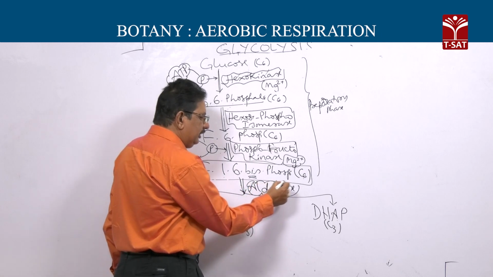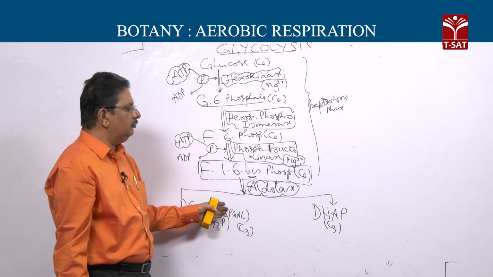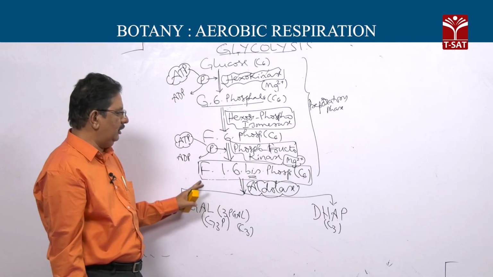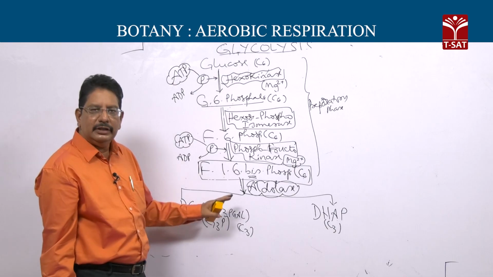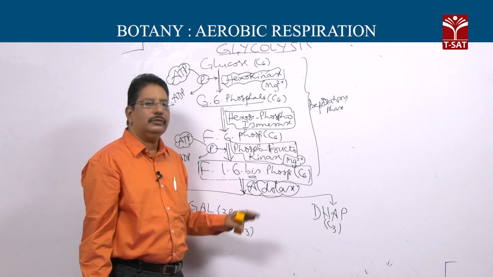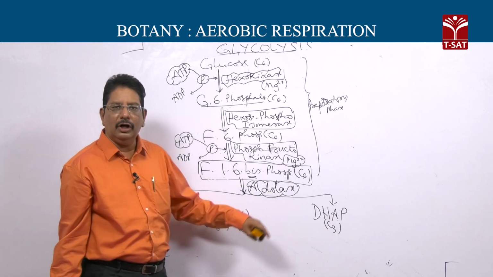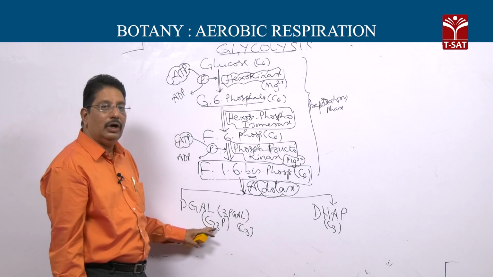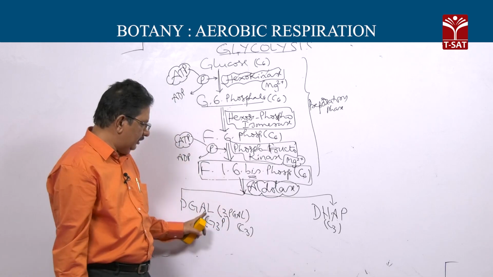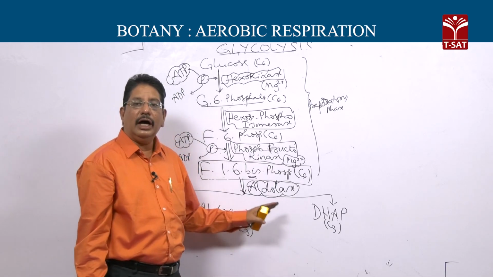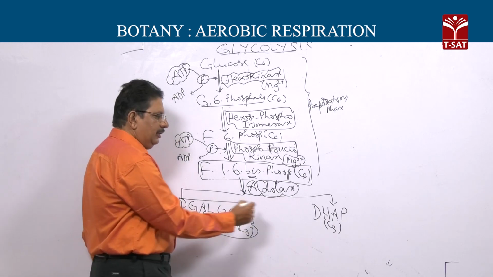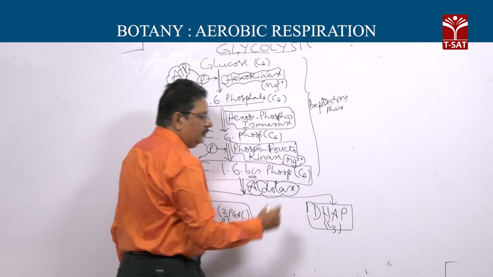So, the fourth step. So far, how many steps? 4 steps. The fourth reaction in the EMP pathway is catalyzed by an enzyme, name it aldolase. So, the fourth reaction of glycolysis results in products. What are they? One is G3P, another one is DHAP, and these two molecules are isomers. So, PGAL and DHAP are isomeric compounds.